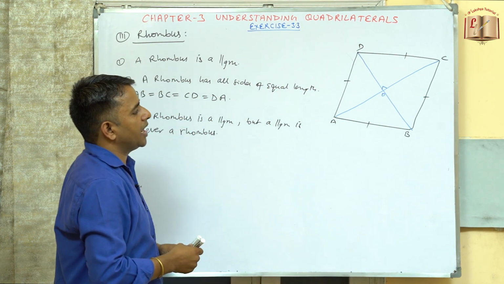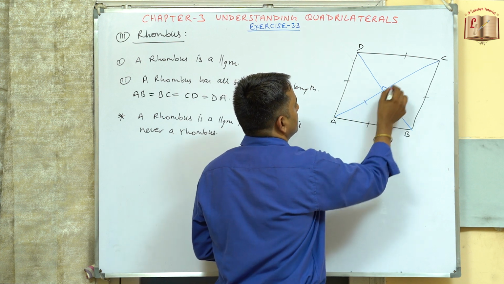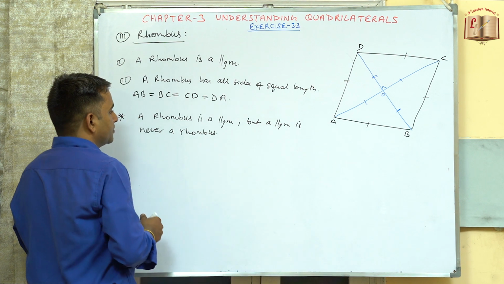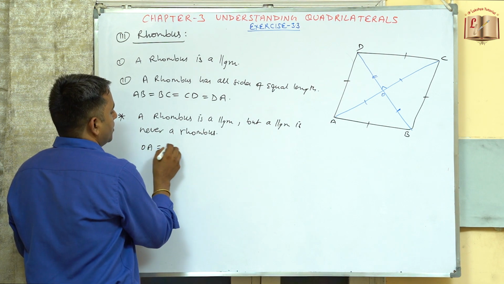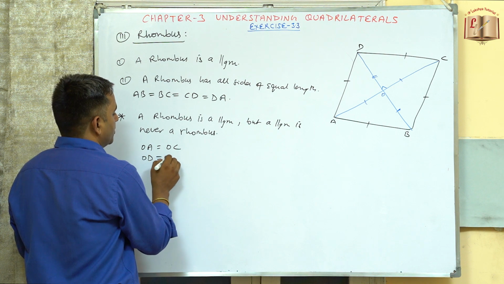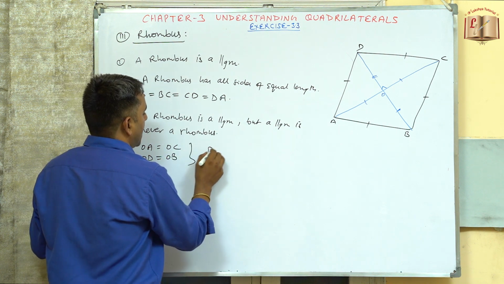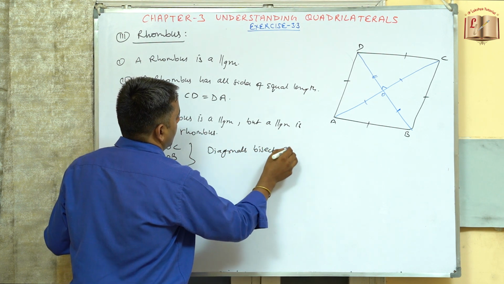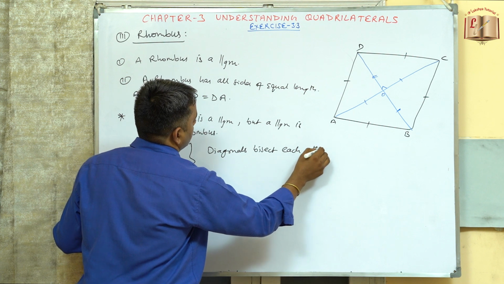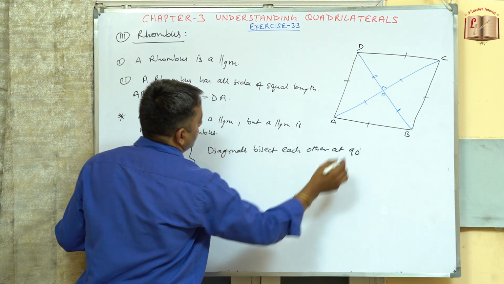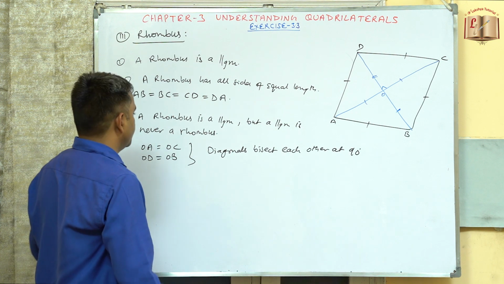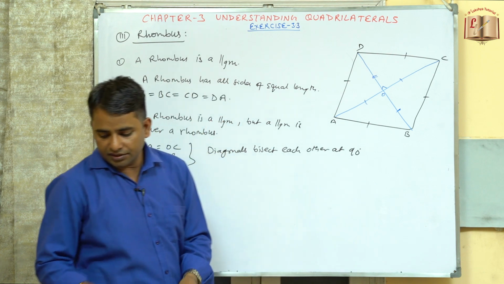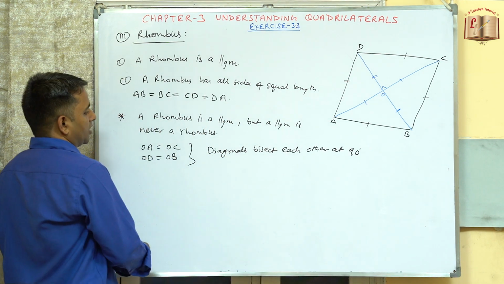Diagonals of a rhombus bisect each other at 90 degrees. So in a rhombus we can say OA will be equal to OC and OD will be equal to OB. So diagonals bisect each other at 90 degrees. And opposite sides will be parallel, same as the rhombus.